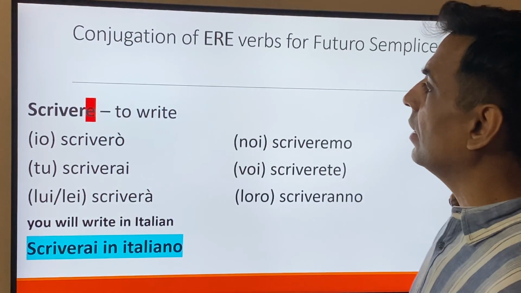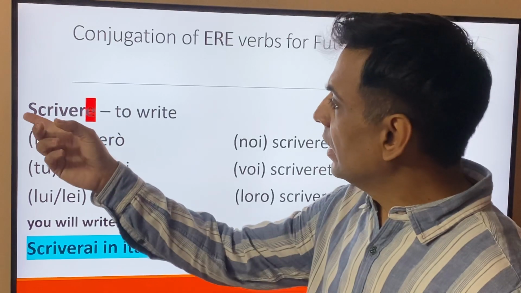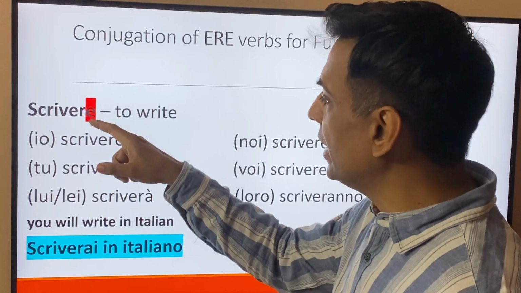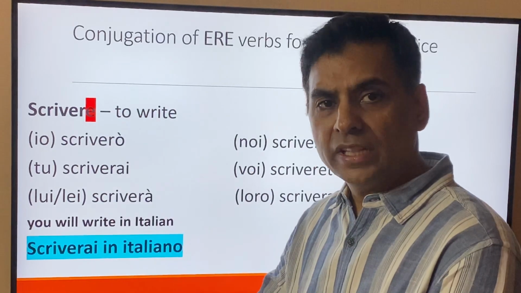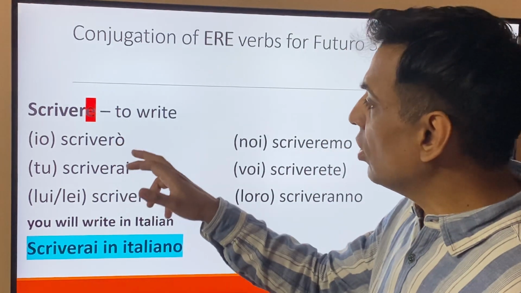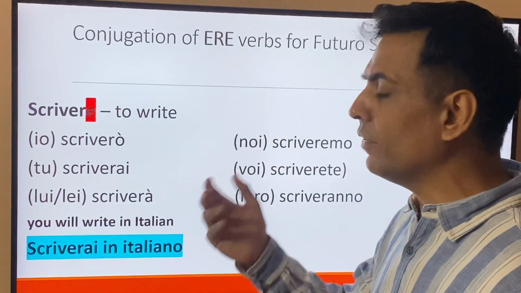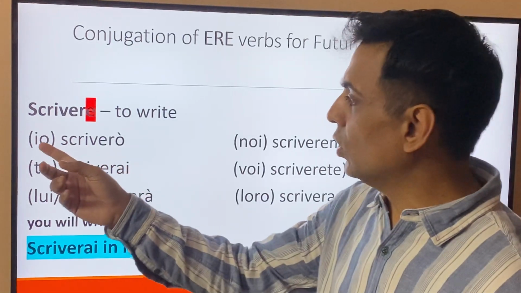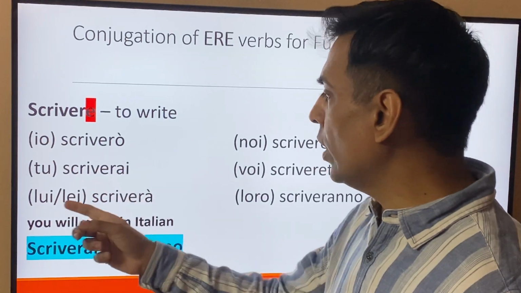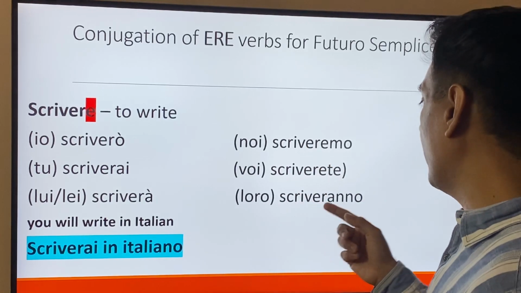Now let's take an example with an ere verb. Scrivere, which means to write. Here, the rest all remains the same. We do not have to replace any letter. We just need to omit the ending e and conjugate as we did with are verbs. So this is what I mean when I say future tense is simpler, because the conjugation of are, ere and ire verbs, the endings remain the same for all the groups. So again, scrivere: io scriverò, tu scriverai, lui lei scriverà, noi scriveremo, voi scriverete, loro scriveranno.